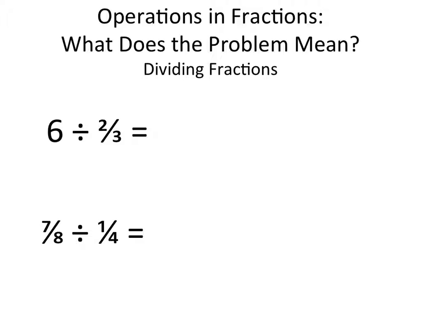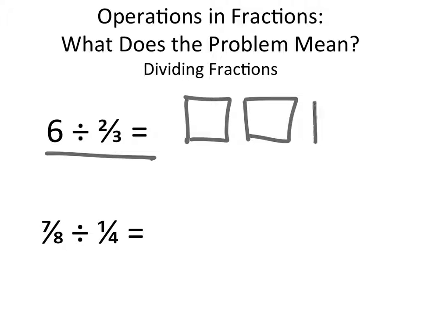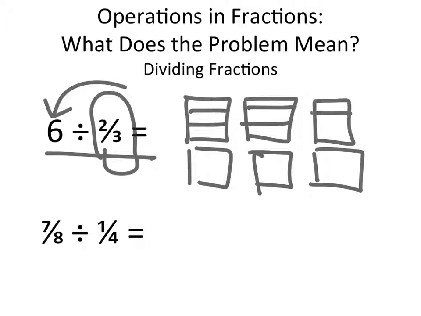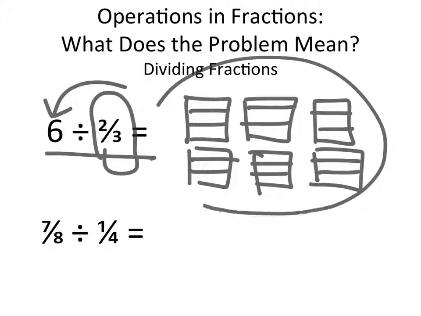When we teach students to divide fractions, we must start again with that question. What does the problem mean? In this first problem, it means we have 6 whole shapes. 1, 2, 3, 4, 5, 6. We want to know how many pieces that are 2/3 size are in our 6 whole shapes. So if we divide each of our shapes into thirds, what we're trying to find out is how many 2/3 are in all of these.